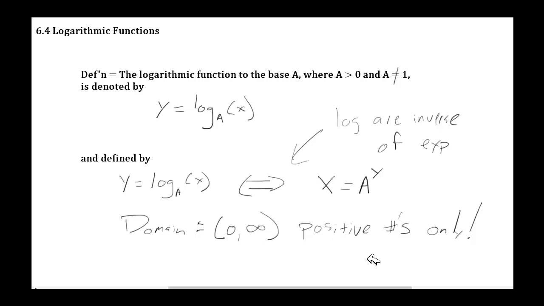So this is our most restrictive domain yet. Remember, with those even roots, you can take the square root of 0. With the domain of a logarithm, though, you can only input positive things. So let's take a look at some properties.